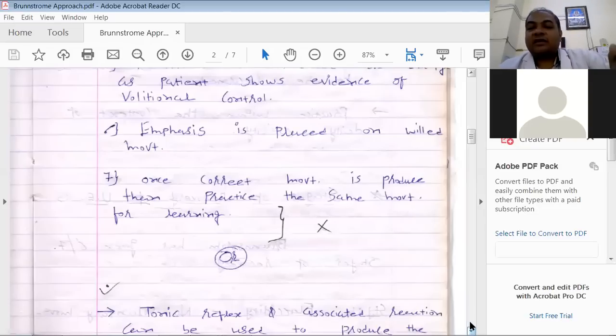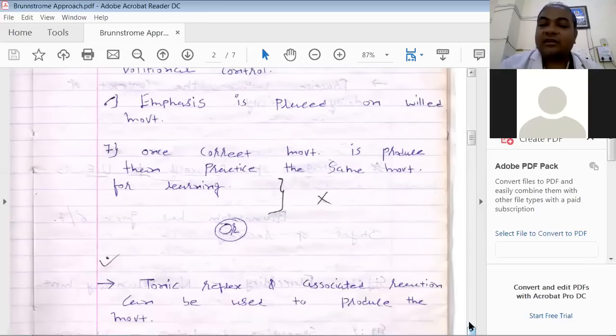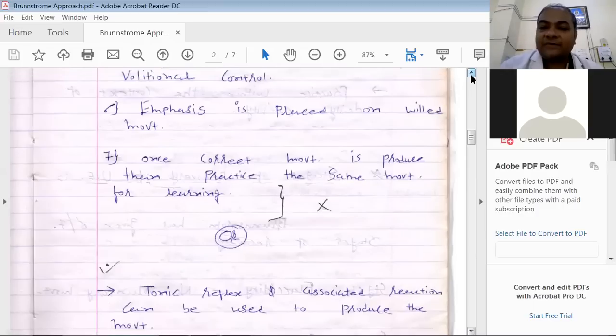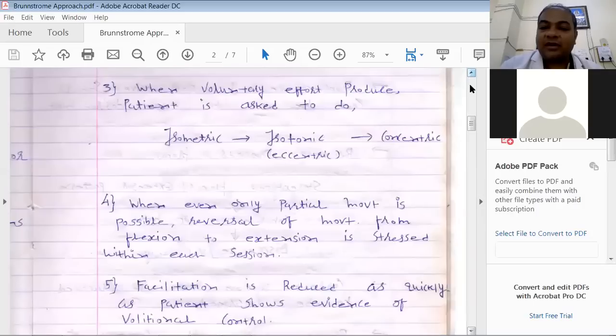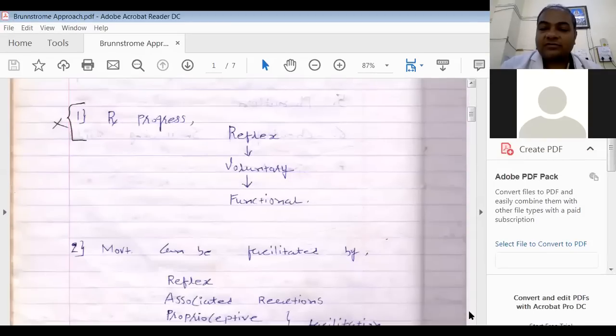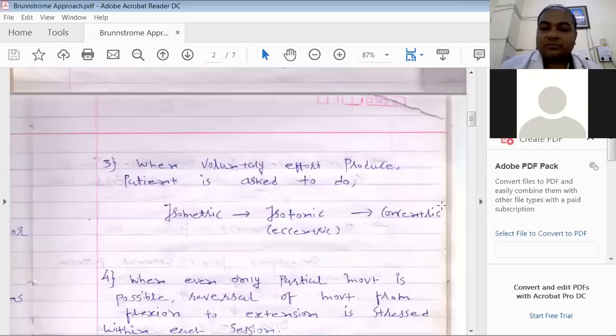They learn this movement. You have to do this movement without using the abnormality. Once you learn the movement in the proper way, then you have to practice the same movement again and again till it becomes perfect, for the learning. So these are the seven points that I told you. You have to remember them. It's very important for the Brunnstrom approach treatment protocol. Okay, fine. I told you all seven points.